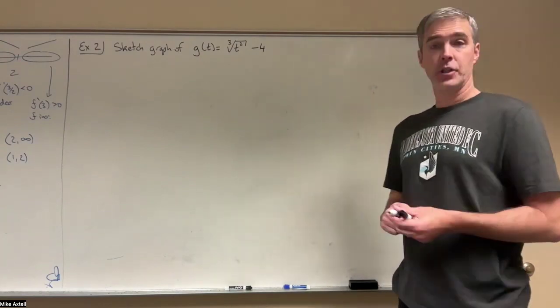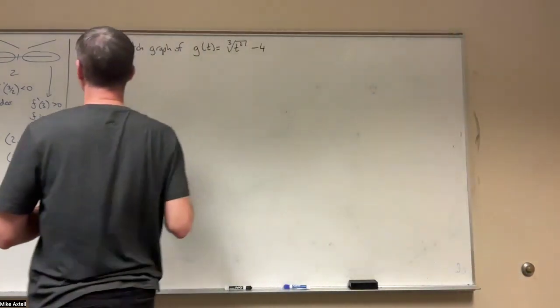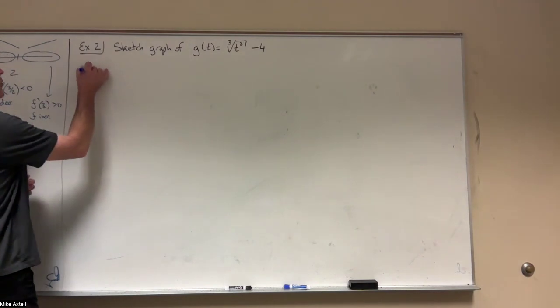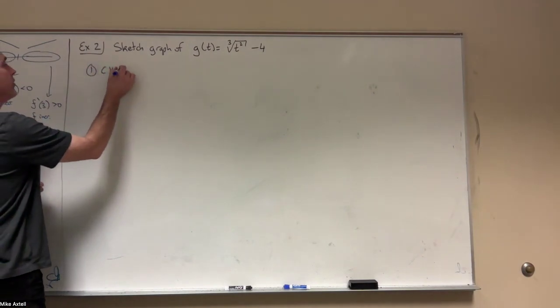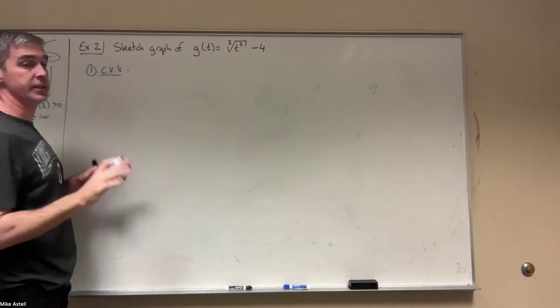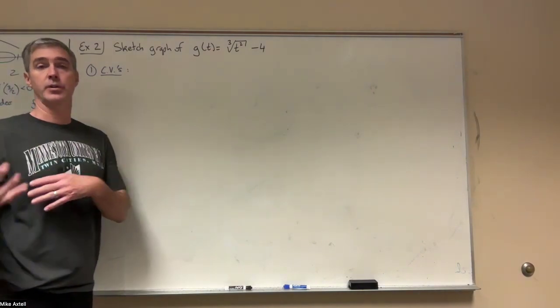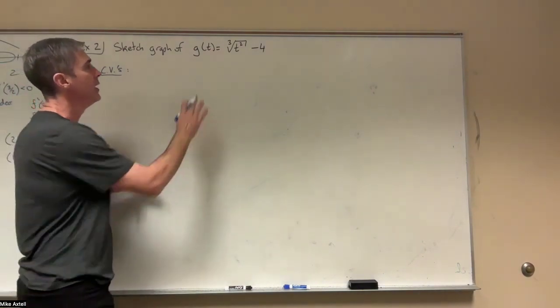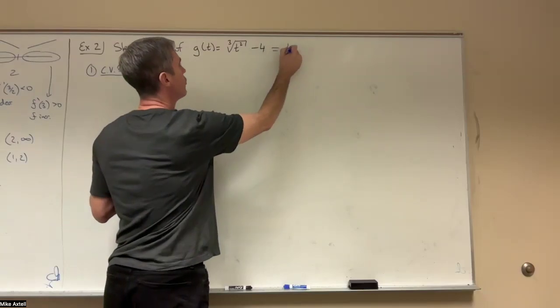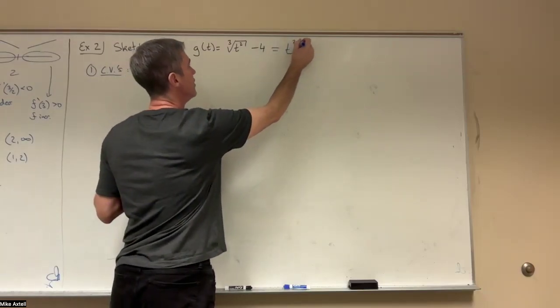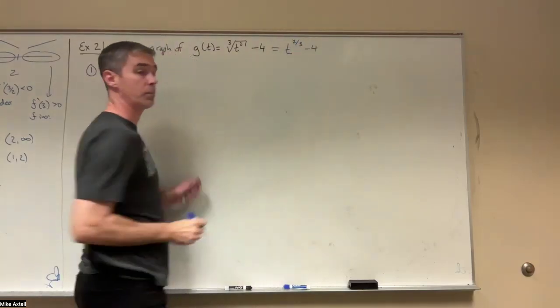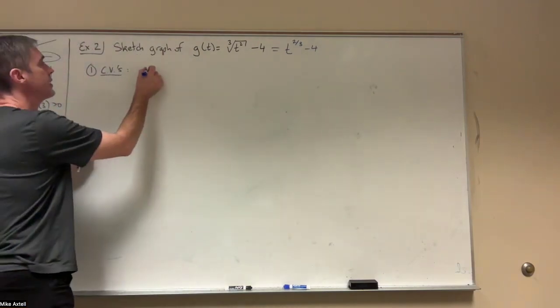Like to sketch the graph of g of t. All right, so first off, I'm going to try and find my critical values. So I need to take the derivative and find out where it's 0 or undefined, okay? Now, to take the derivative, it's probably more useful to write this as t to the 2/3 minus 4, okay? All right, so let's take the derivative.